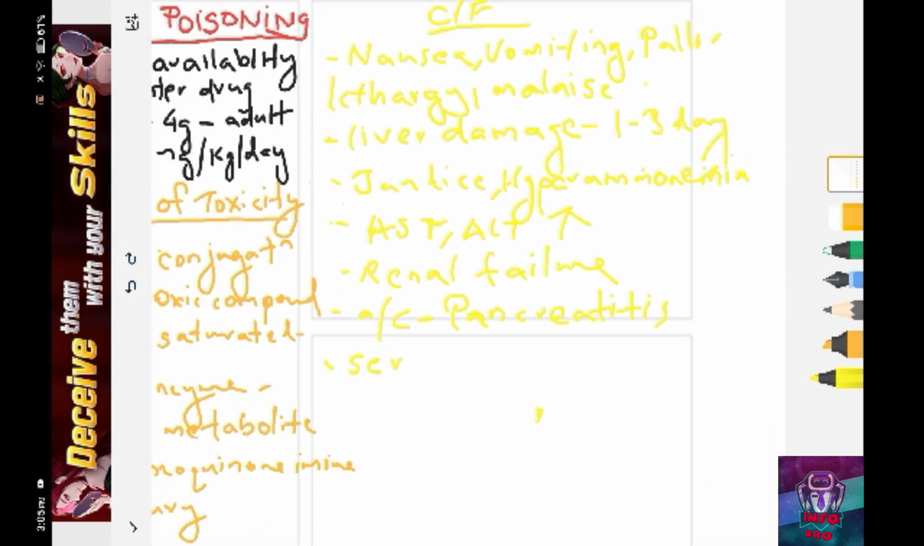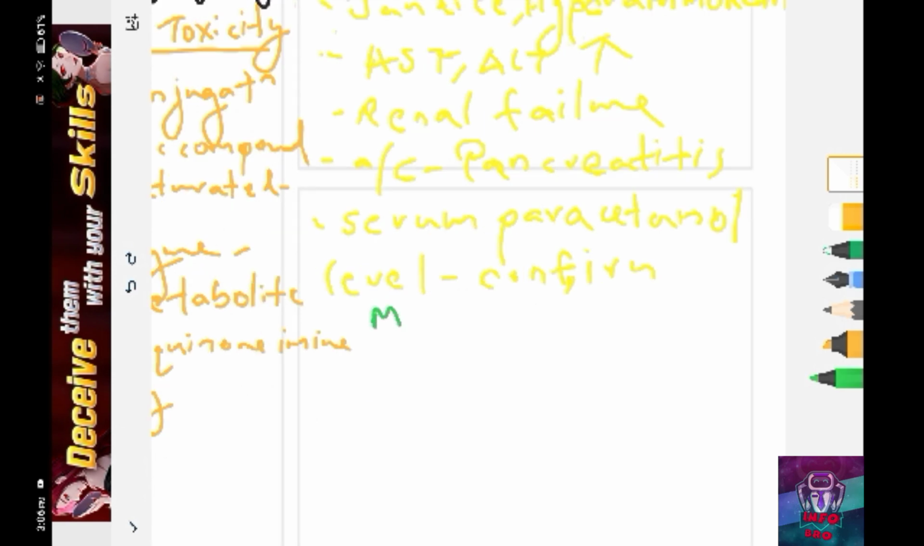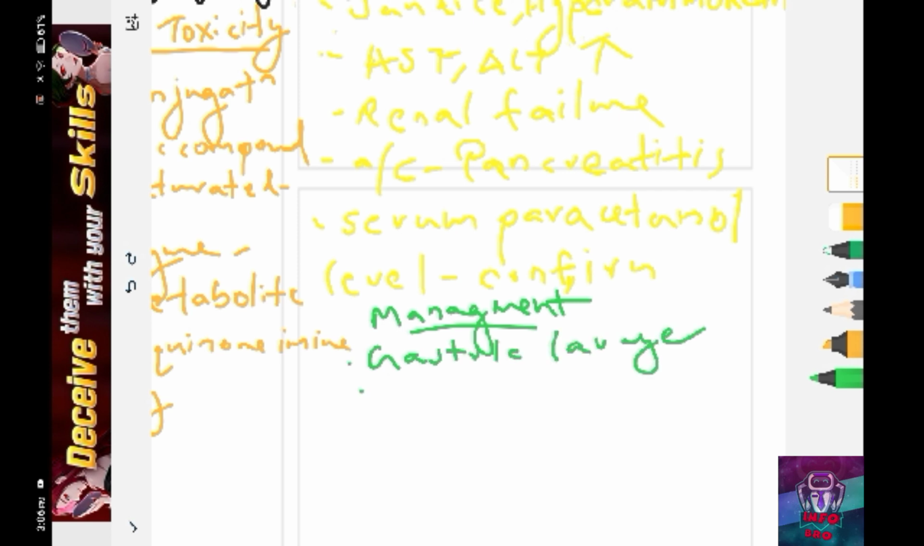Now for the confirmation. For the confirmation of the diagnosis, we use measurement of the serum paracetamol level to confirm the poisoning. Now for the management. For the management, first we use gastric lavage and then the activated charcoal.